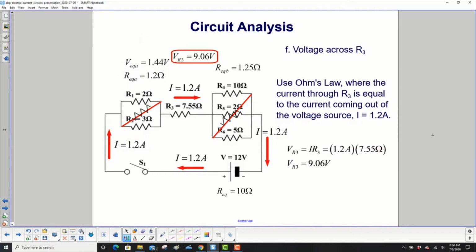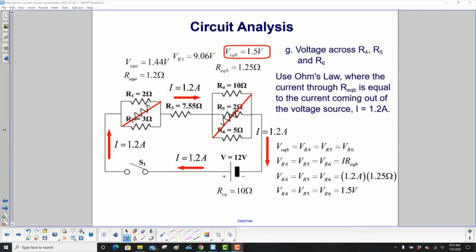Voltage across R3. This is a little more straightforward because look at this. We already have the current going through R3 and the resistance of R3. So V is equal to IR. Here's the current, here's the resistance, and we get 9.06 volts.